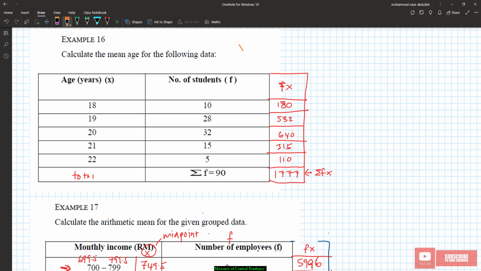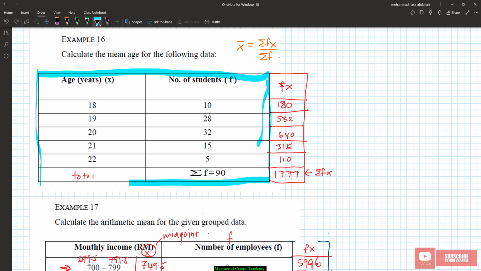The formula for the mean for group data is summation of fx divided by summation of f. So basically you will be given this data only, in the form of a frequency table, without the fx value. Only this, right? So in the formula, they require you to calculate summation of fx.